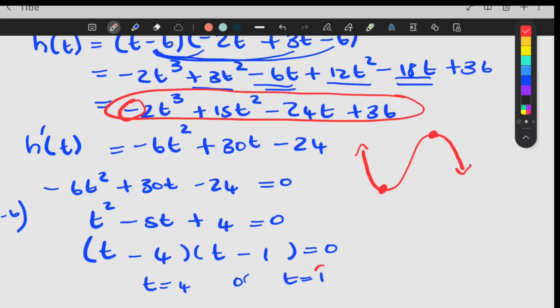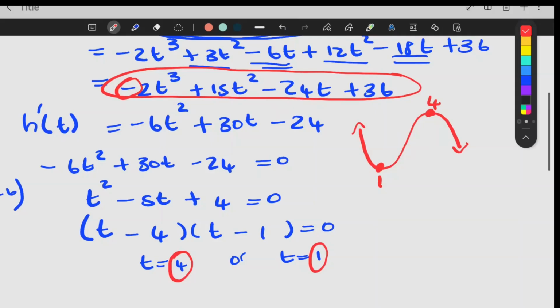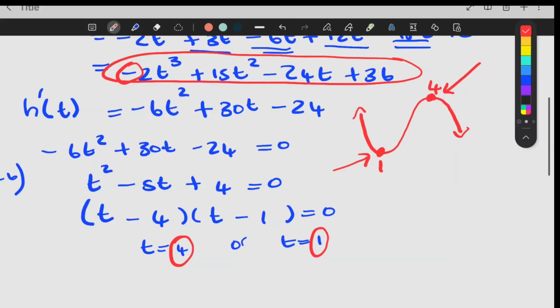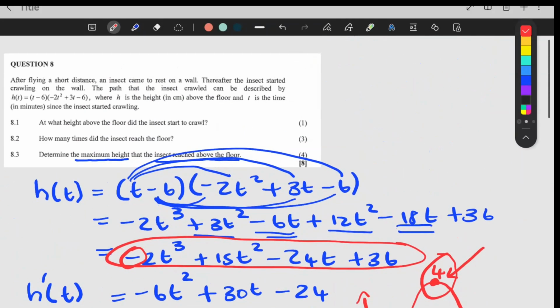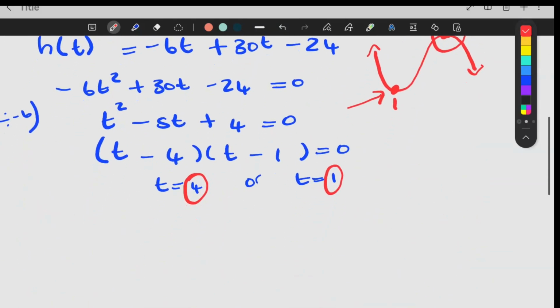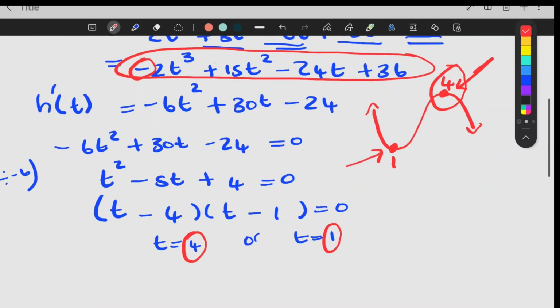The smallest turning point, the t value is 1. So this one is 1. And the highest turning point is 4. So that one is 4. So if they ask for the minimum, it's this one. And if they ask for the maximum, it's this one. So now they ask for the maximum, so I'm just going to use that one. So to get the maximum height, remember, this is the time at which the maximum height occurs.